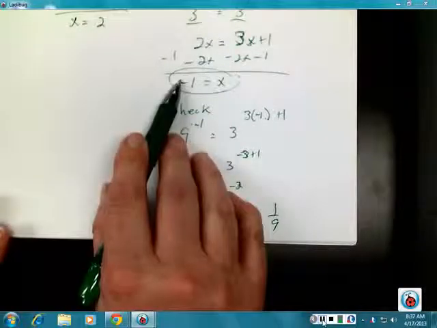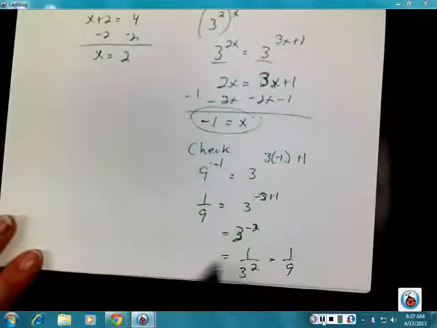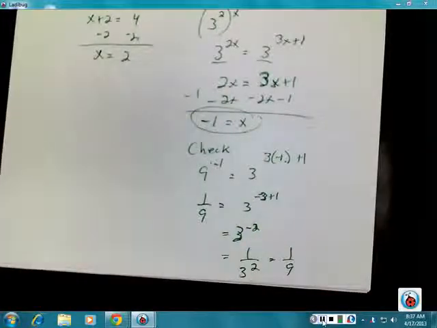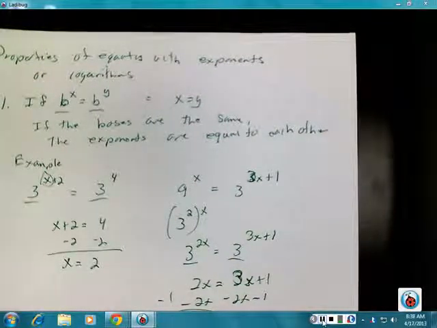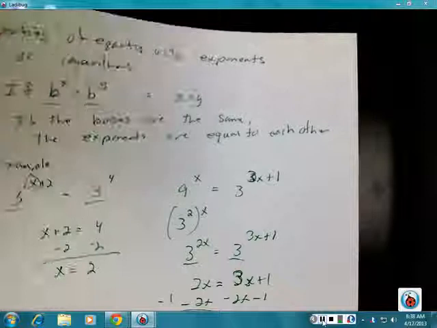So if I plug negative 1 back in from my original problem up here, I can prove that negative 1 is the correct solution. So I can plug it in and see what happens. That again is if my bases match each other. If the bases are the same, then I can do that type of thing with it. So that's property 1.